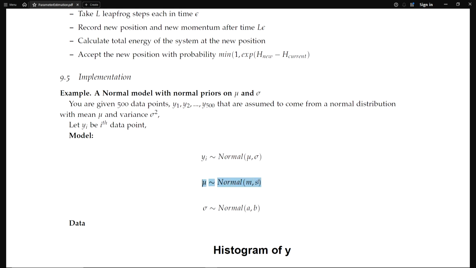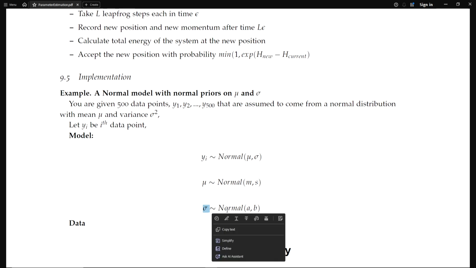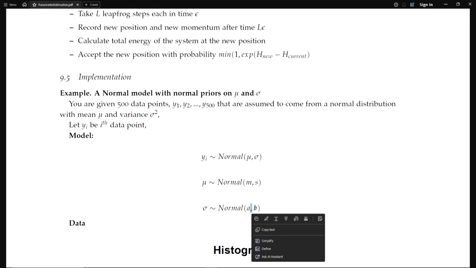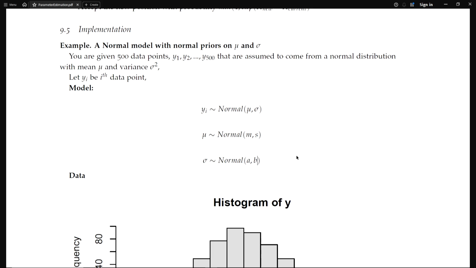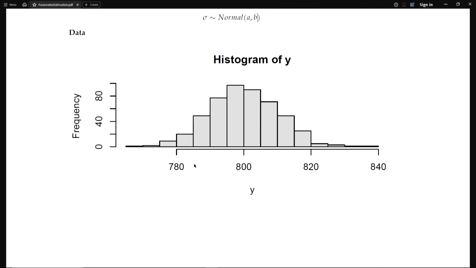Then you need prior assumptions on mu and sigma. So, let us say the prior assumption on mu is that it comes from a normal distribution with mean m and standard deviation s. Sigma comes from a normal distribution with mean a and standard deviation b, okay. So, this is fine. So far these are our prior assumptions and the likelihood assumption, and let us say this is your data.